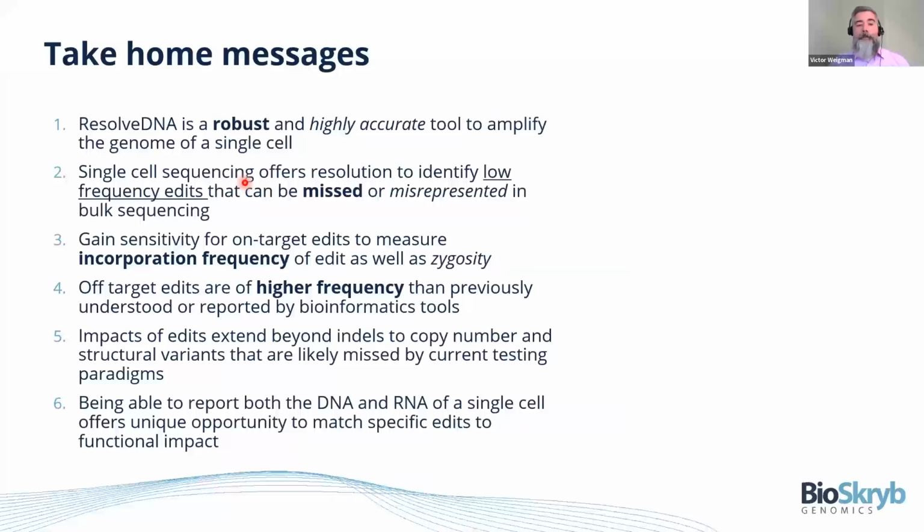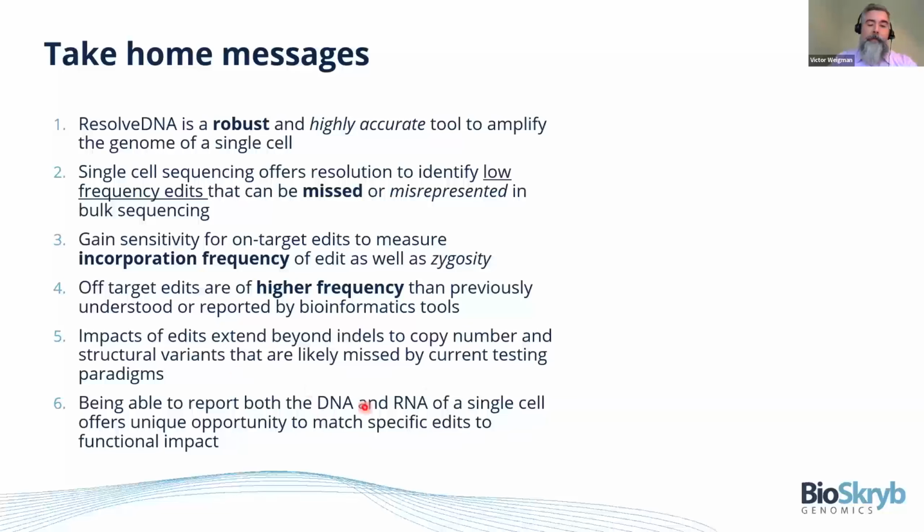Also, single cell sequencing offers resolution to identify how frequent edits can be missed or misrepresented in bulk sequencing, right? So if it doesn't happen in a bunch of cells, you're going to be harder pressed to find it in standard traditional bulk sequencing. We're gaining sensitivity for on-target edits, as well as getting incorporation frequency. So not just an overall variant allele frequency, but a cellular frequency in addition to within-cell zygosity measures, right? Is your edit affecting one or both copies of the genome? We also notice that off-target events are happening at a higher frequency than previously understood or reported by bioinformatics tools. The impacts of these edits are happening beyond indels, right? They're impacting larger swaths of the genome, from copy number to structural variants that current assays or functional tests are likely going to miss altogether.